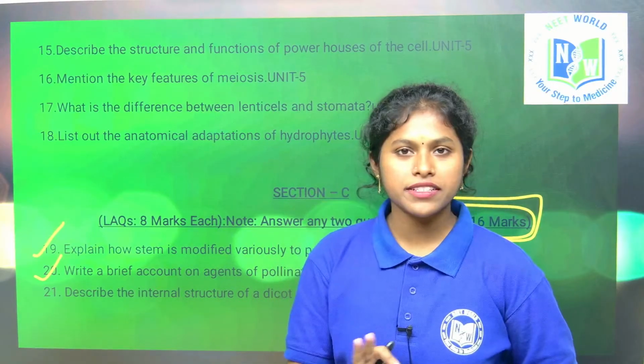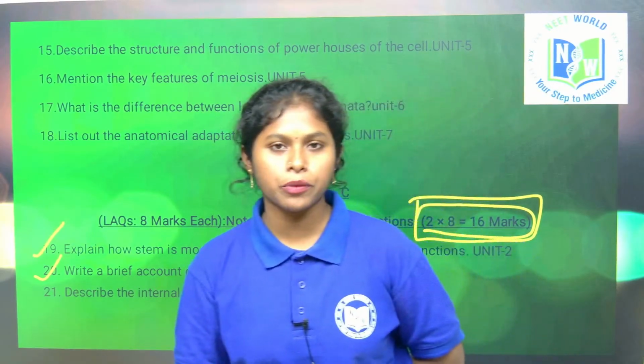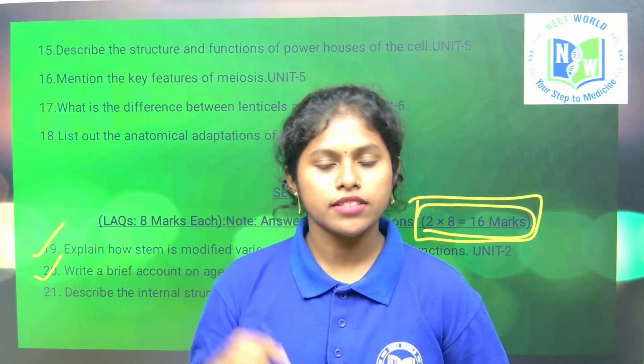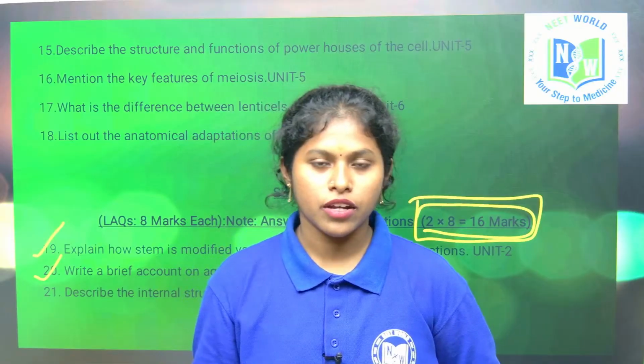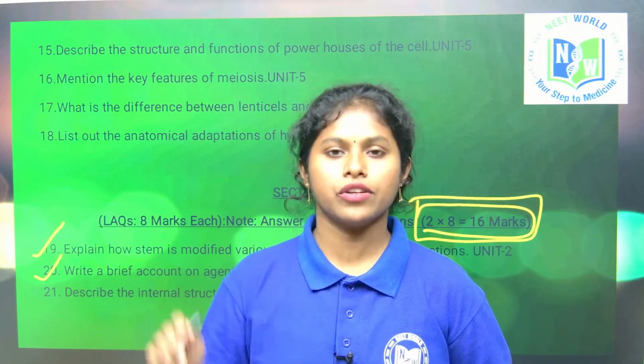So how many sections do you have in the botany blueprint, children? There are 3 sections: Section A, Section B, Section C. In Section A, there is no choice. You have to write the 10 questions, then you will get the 20 marks.